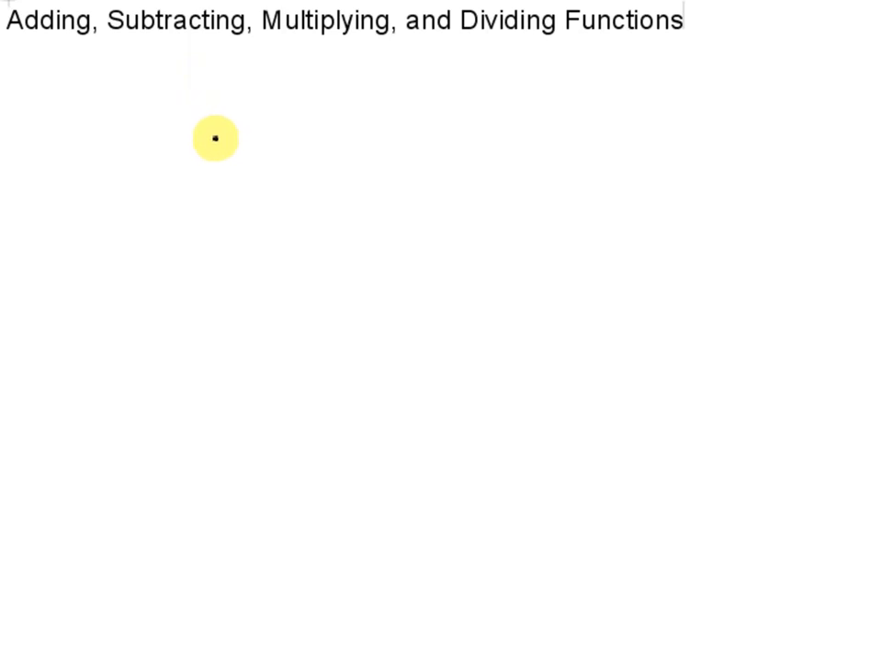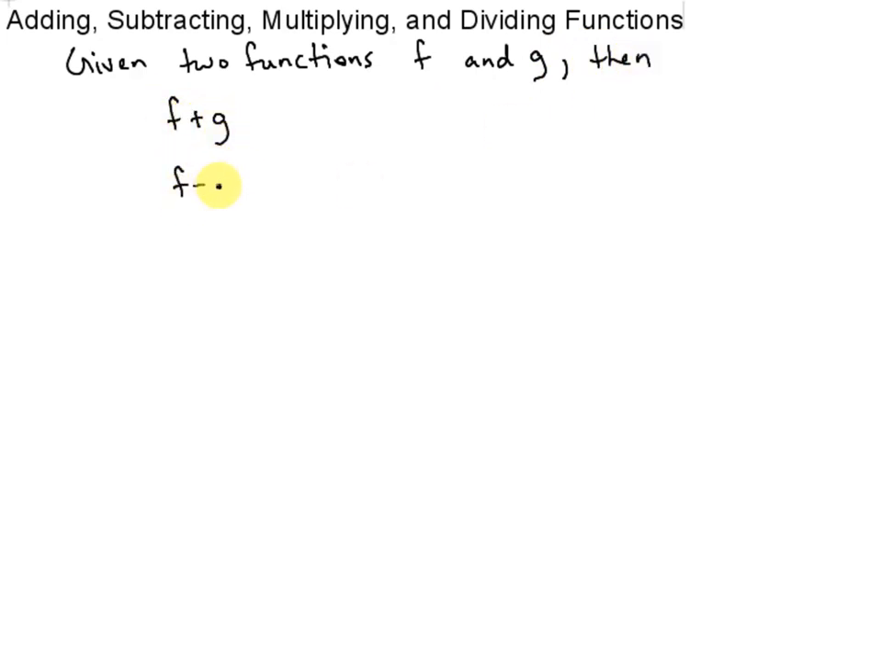Okay, so if you have two functions that you already know, given two functions, call one of them f and the other one g, then you can create new functions. So those new functions would be called f plus g, that's the name of the function, f minus g, fg, which is f times g of course, and f over g.